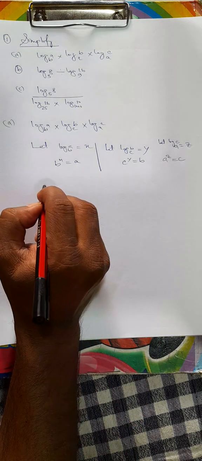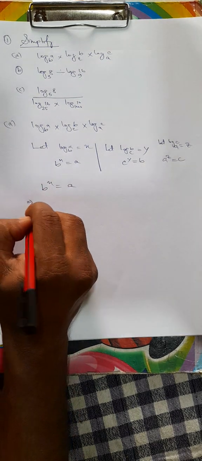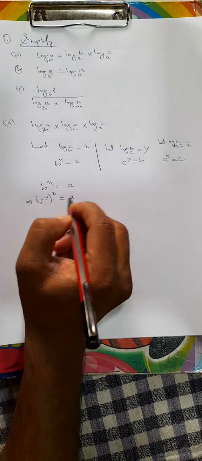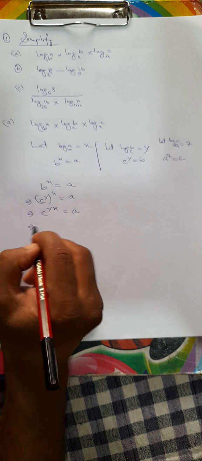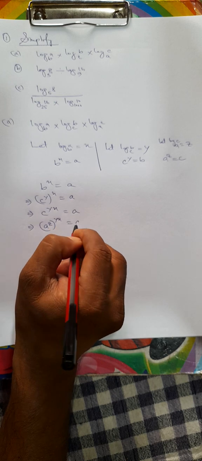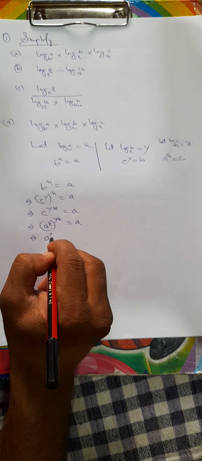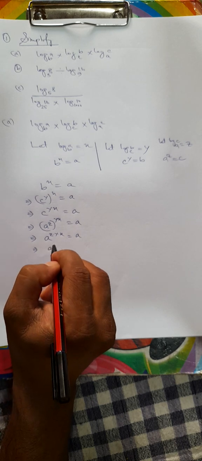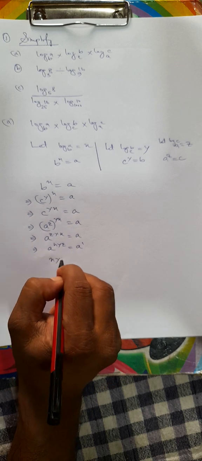Now you see, b to the power x equal to a. This implies that what is b here? B means c to the power y, to the power x equal to a. This implies that c to the power yx equal to a. Now what is c here? C means a to the power z, a to the power z to the power yx equal to a. Then after simplification you get a to the power z into y into x equal to a, or a to the power xyz equal to a to the power 1. That means xyz equal to 1, right?